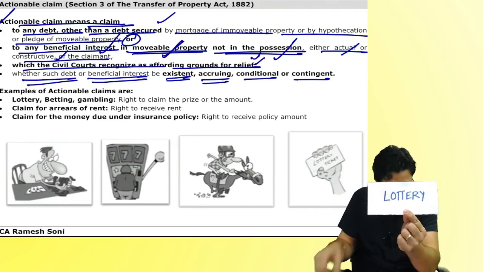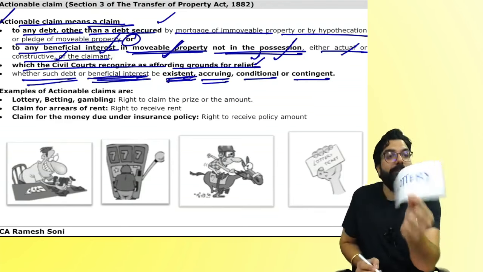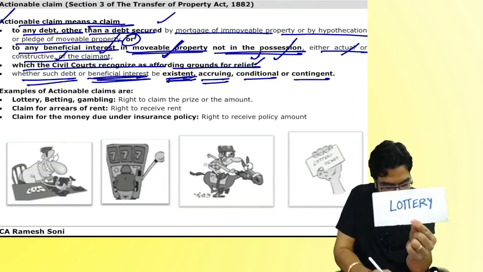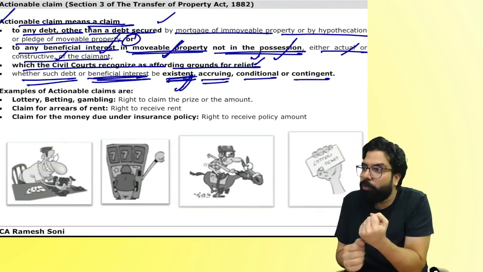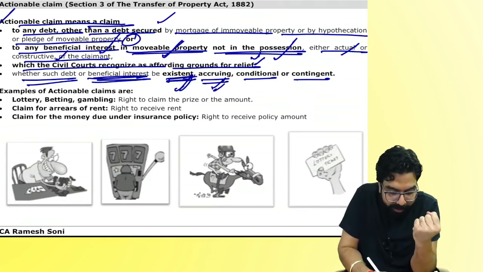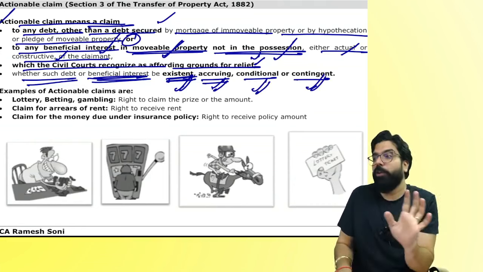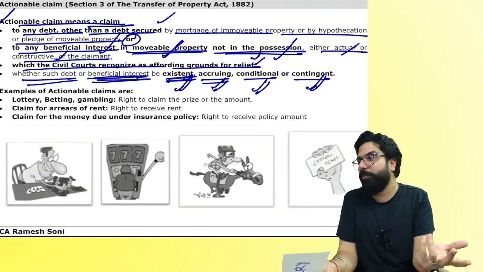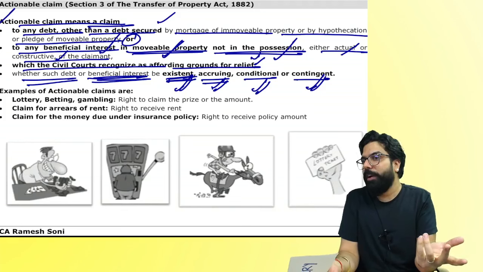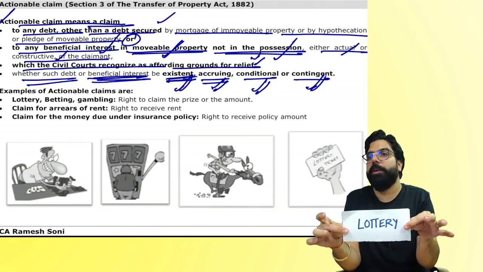Yes or no, everyone? And it says whether such debt or interest is existent. If you won already, is it existent? Yes. I have to receive arrears of rent from you. Is it accruing? Yes. It can be conditional also. It can be contingent also. Means if you win, you have a right to receive. If you don't win, you don't have a right to receive. Did you guys get it? And that's why it's called actionable. Please tell me if you are clear with this point.